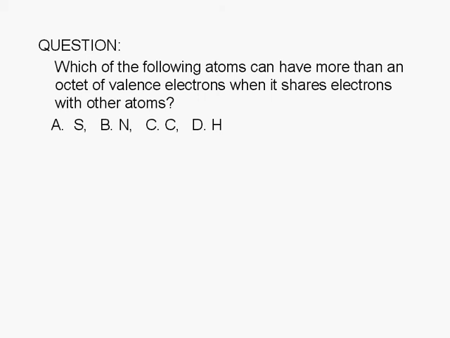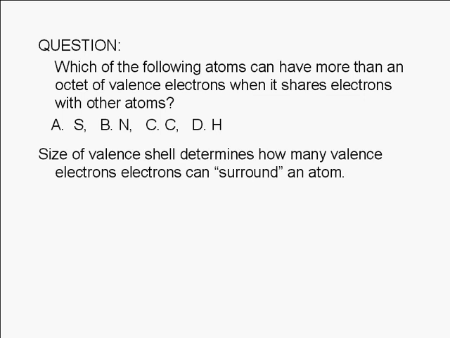Which of the following atoms can have more than an octet of valence electrons when it shares electrons with other atoms? A. Sulfur, B. Nitrogen, C. Carbon, or D. Hydrogen?